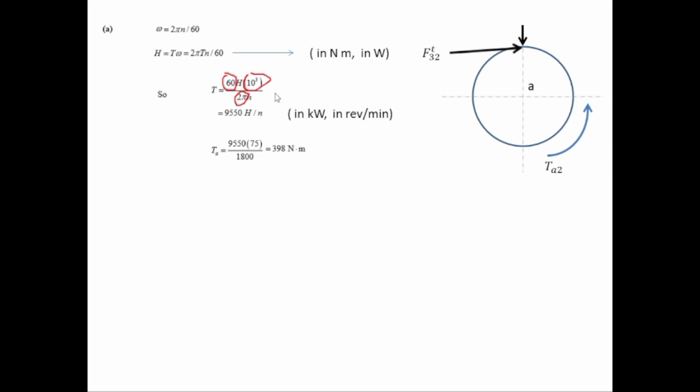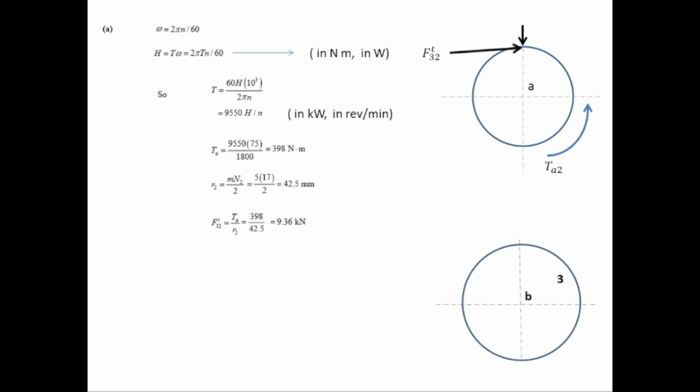Now let's find out F23T. As we know that F is equal to T by R, where T is equal to torque, we must know the radius R. R equals D by 2, where D is equal to module M into N, number of teeth on gear. As M is equal to 5 millimeter, same for all, and N2 is equal to 17. So put these values to get the radius of gear 2, 42.5 millimeter. TA is equal to F23T multiplied by the radius of the gear 2, which is R2. So rearranging for F23T, that will be equal to TA divided by R2. So putting the values, we will get 9.36 kilonewton.